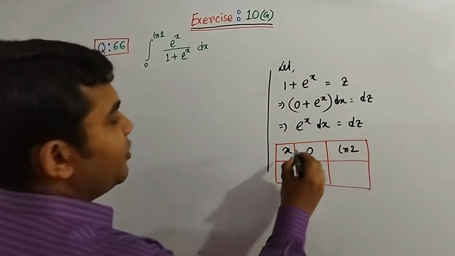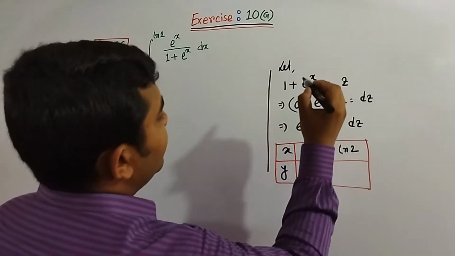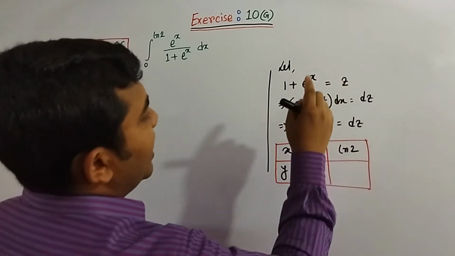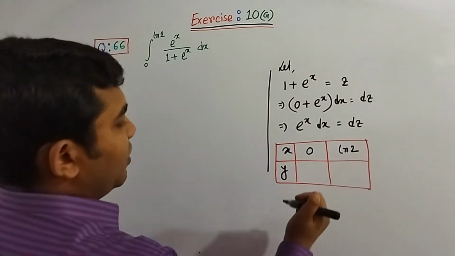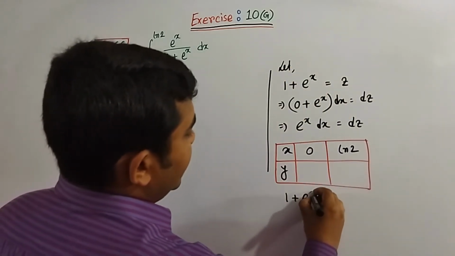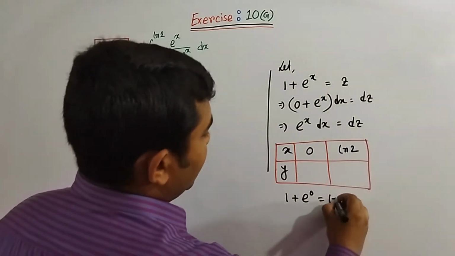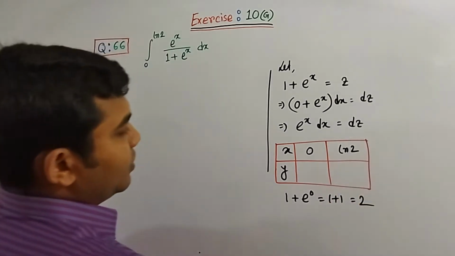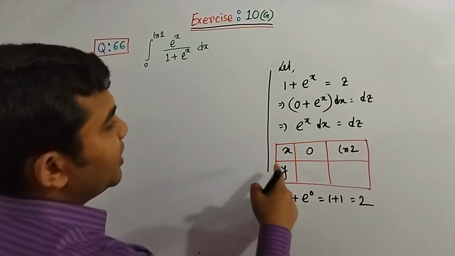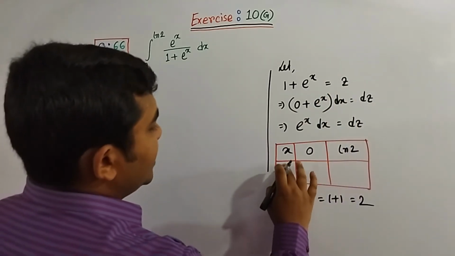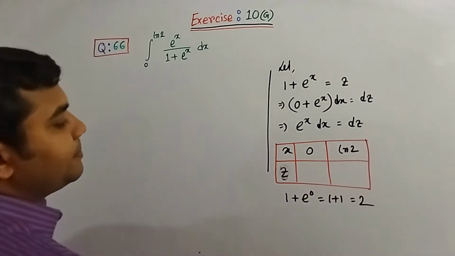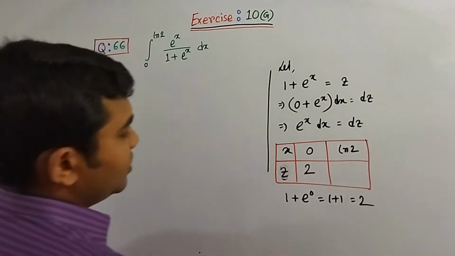And what about z? Here if we put the value of x as 0, then we'll get 1 plus e to the power 0, and we know e to the power 0 is 1. What I actually want to say here is that 1 plus e to the power 0 should be 1 plus 1, it should be 2. So the value of z should be what? 2. It should not be y, because here it is given z, so it must be z. Okay, so z should be 2.